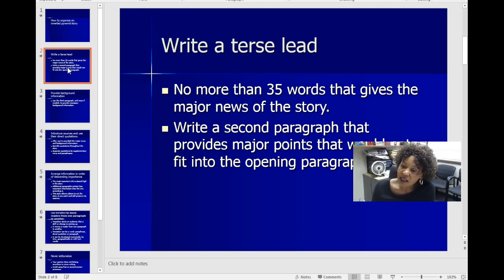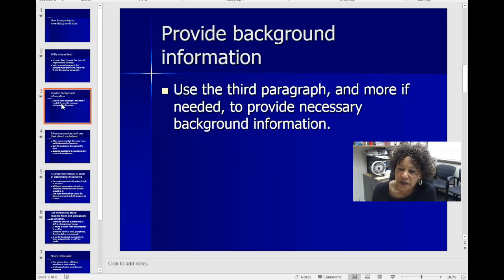So in the second sentence or second paragraph, we're going to write about, for example, do we know the student's name? Do we know why, or more details about the accident? Was the student not paying attention? Was the student pushed? Was the student trying to beat the traffic? We try to bring in more of that in the second paragraph.